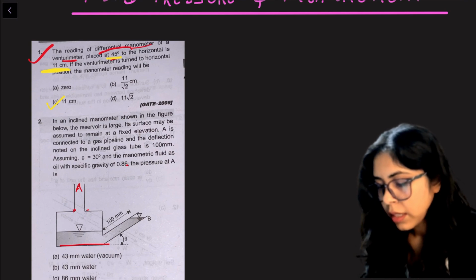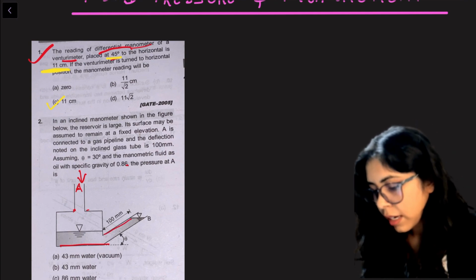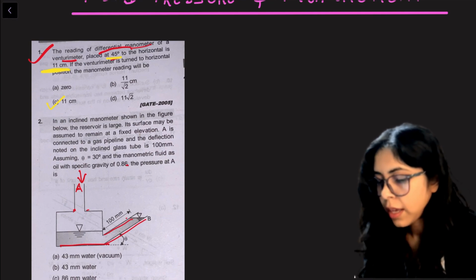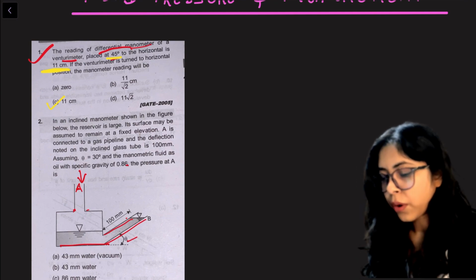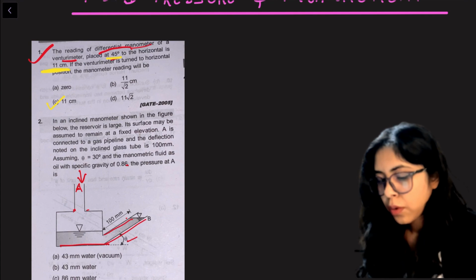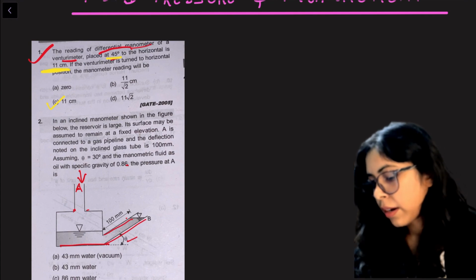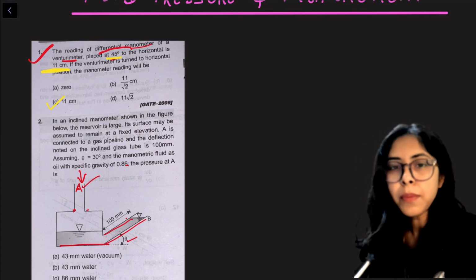So when there was a gas pipeline connected, there became a change in the pressure, and the pressure in the inclined manometer we can see is 100 mm. 100 mm they have shown here. Assuming theta is equal to 30 degree and the manometric fluid as oil with specific gravity 0.86. Manometric fluid is having specific gravity 0.86. The pressure at A, we have to tell what was the pressure at A.